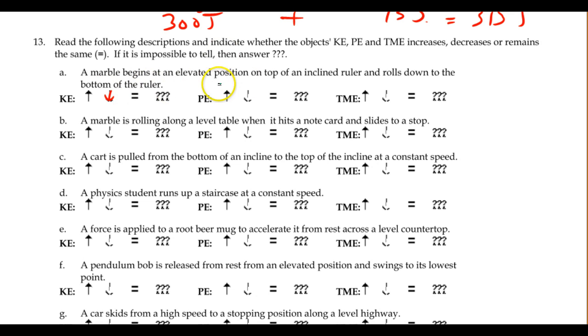All right, so a marble begins in an elevated position and rolls down to the bottom of the ruler. Now, as it rolls down, we should get an increase in kinetic energy. But that kinetic energy can't come from nowhere. It came from a loss of potential.